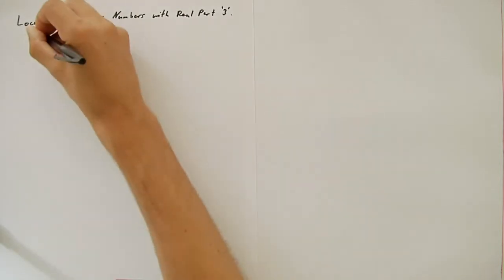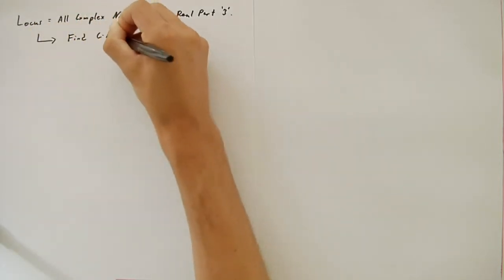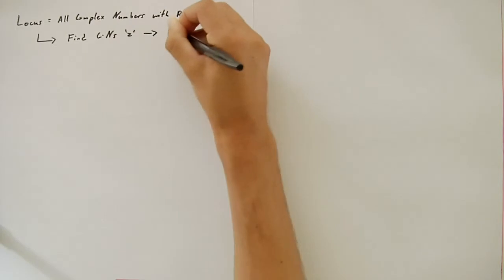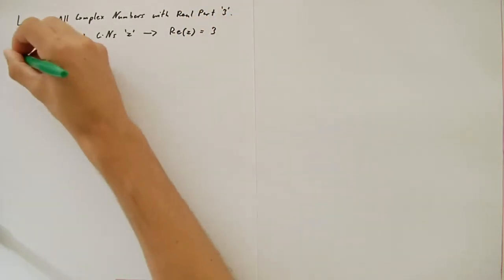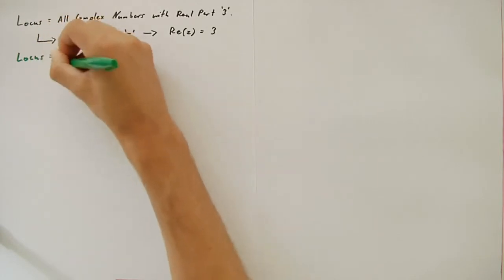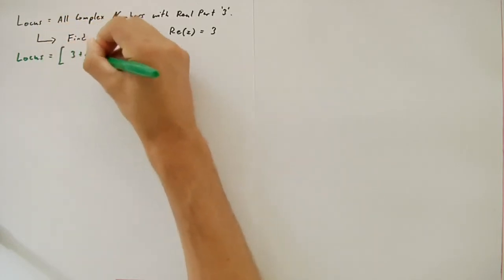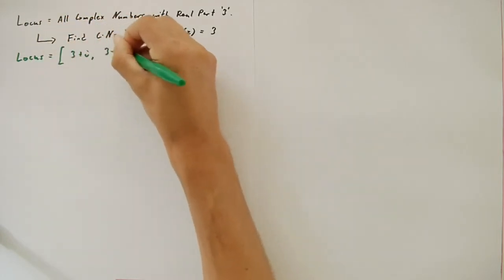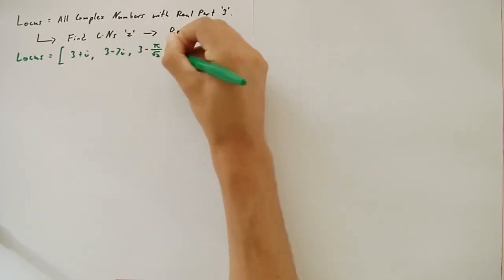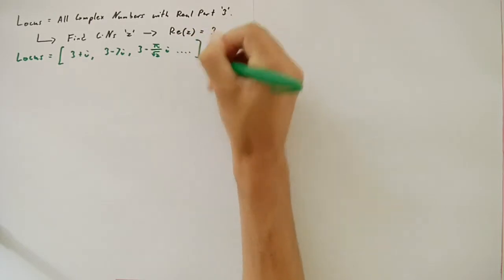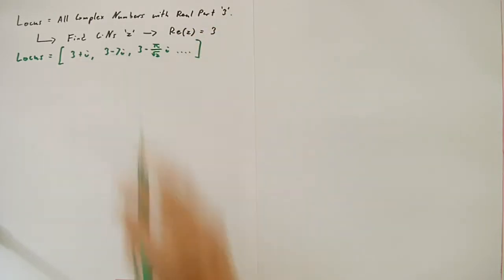So what we're trying to find is all the complex numbers, which we'll call z, that satisfy this equation: the real part of z is equal to 3. For example, our locus will include complex numbers such as 3 plus i, and 3 minus 7i, and 3 minus pi divided by the square root of 2 times i, because their real parts are all equal to 3.